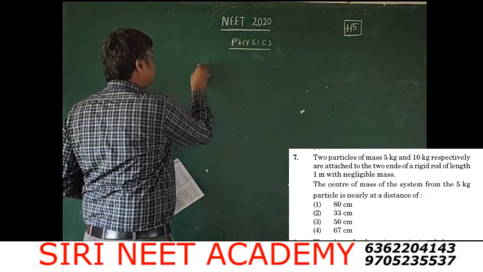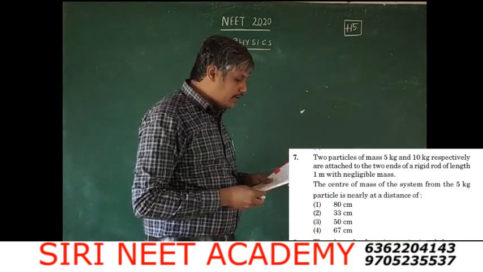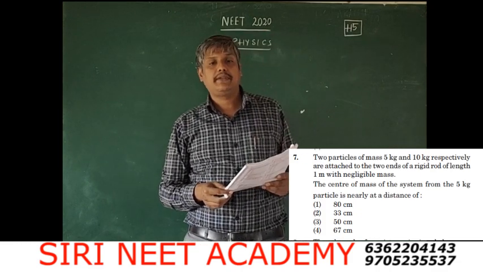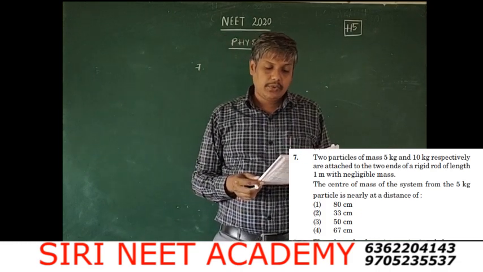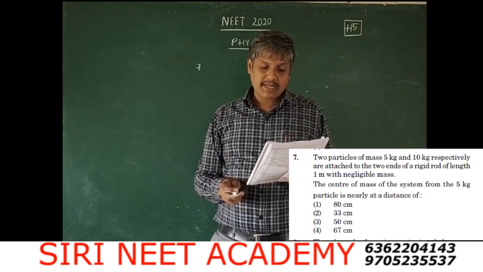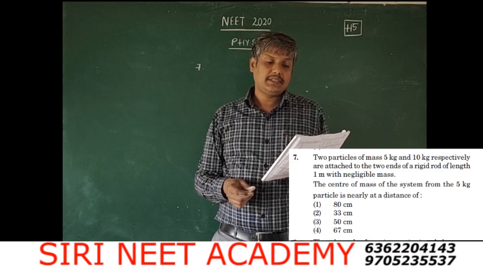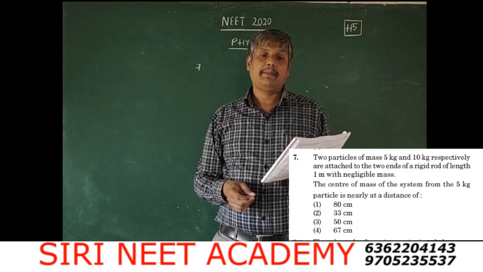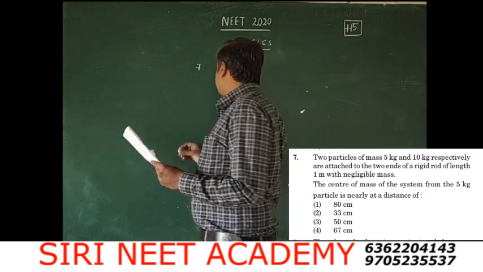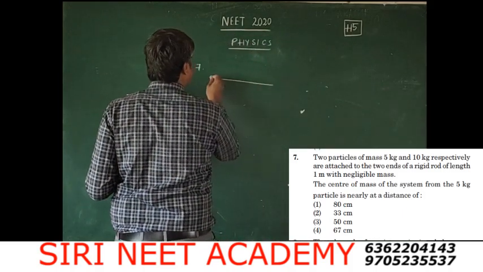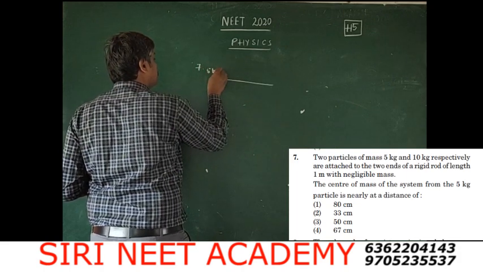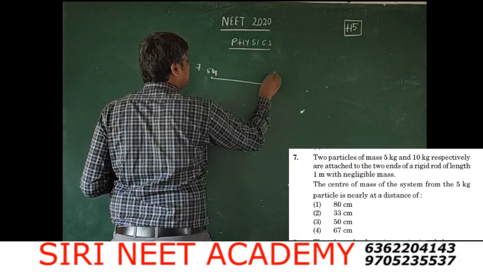Question number 7. Two particles of mass 5 kg and 10 kg respectively are attached to the two ends of a rigid rod of length 1 meter with negligible mass. The center of mass of the system from the 5 kg particle is nearly at a distance of. So this is a two particle system having 5 kg and 10 kg.